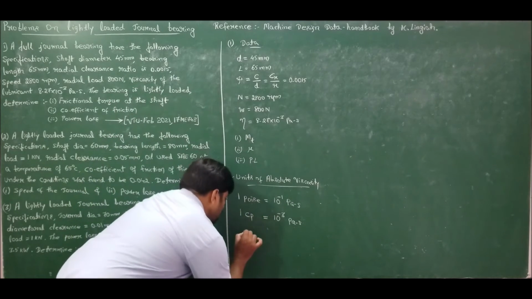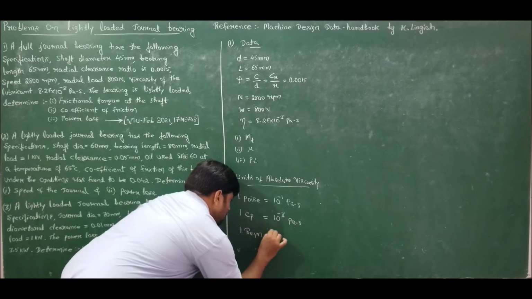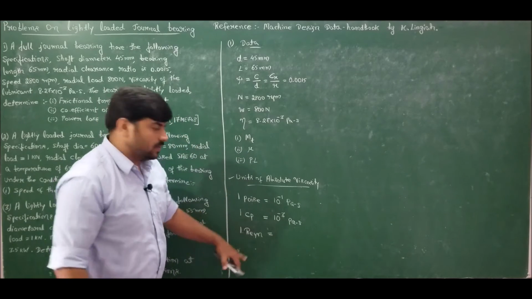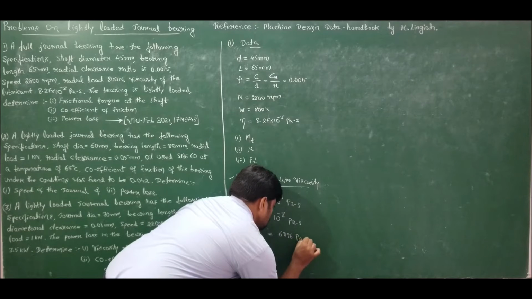And one more very important one is Reynolds. 1 Reynolds is equal to 6896 pascal second.